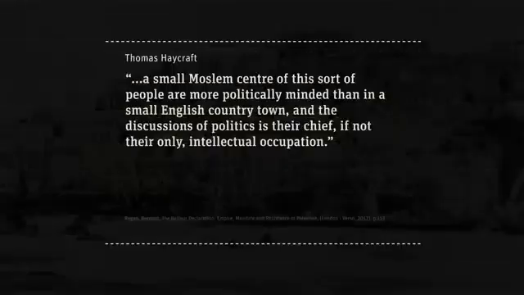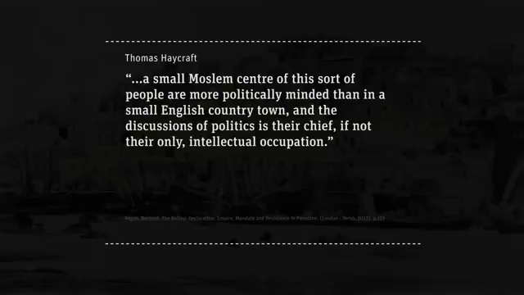"A small Muslim center of this sort, the people are more politically minded than in a small English country town, and the discussion of politics is their chief, if not their only, intellectual occupation."